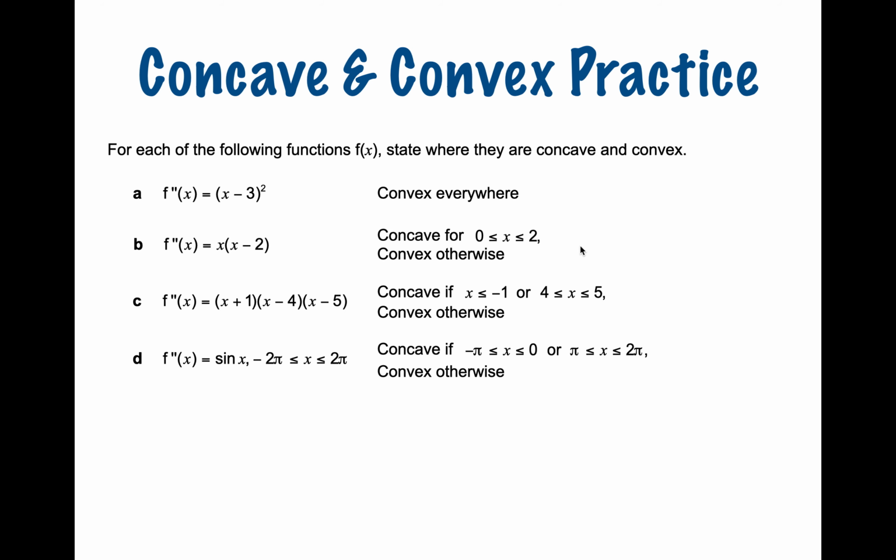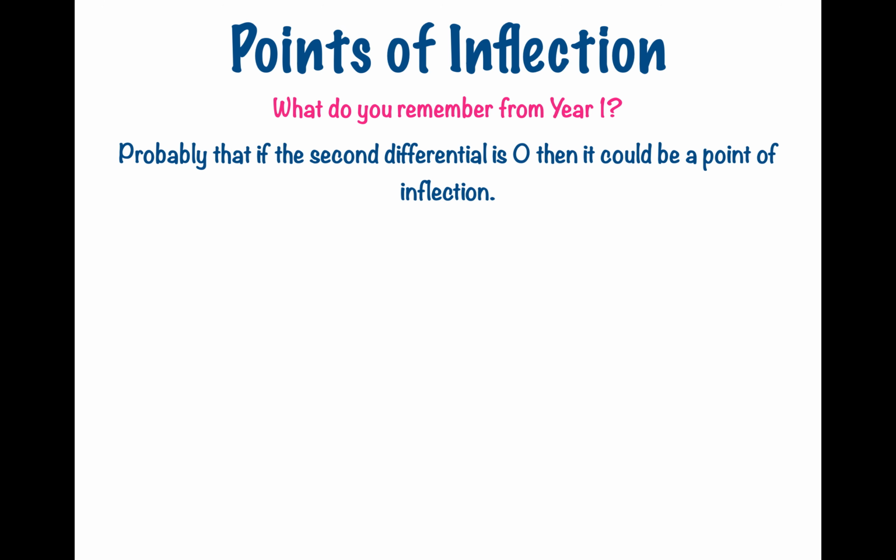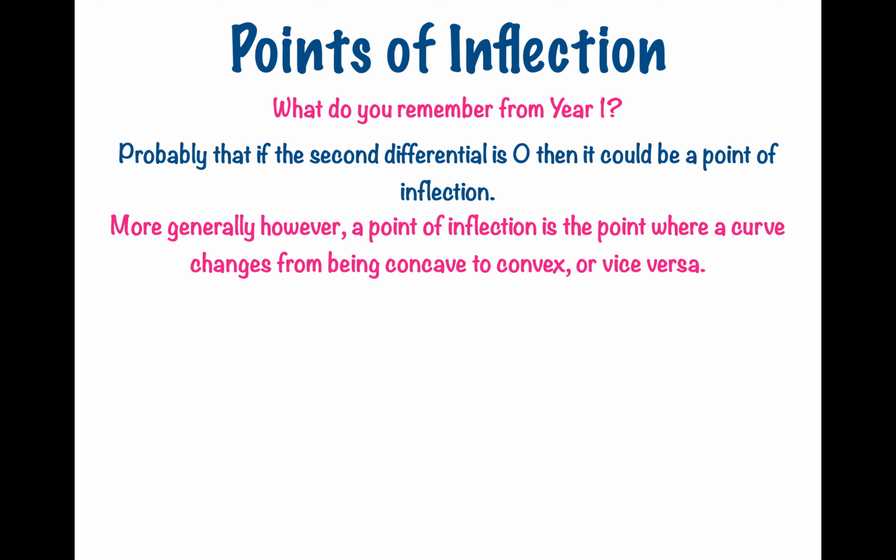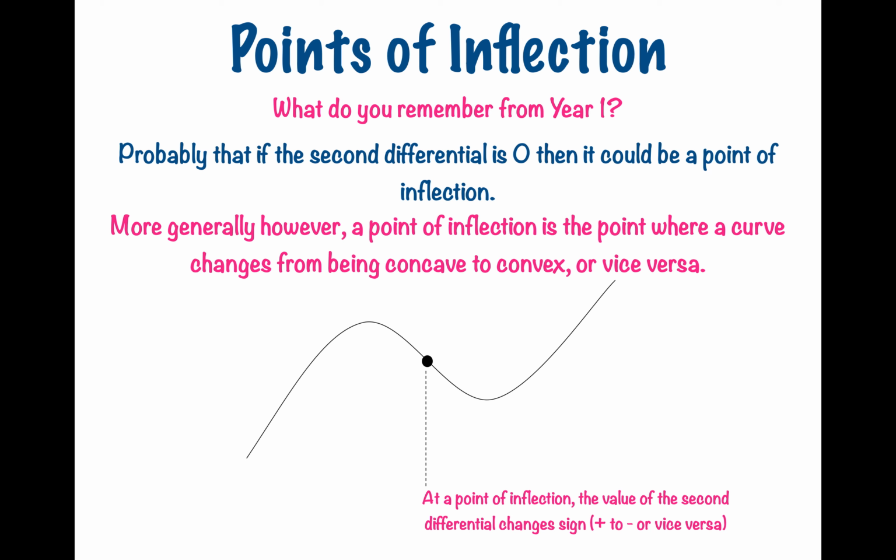Okay. Right, points of inflection. So if your second differential is 0, you could have a point of inflection. And basically what a point of inflection is, it's when a curve changes from being convex to concave. So the second derivative changes sign, positive to negative. Now the ones you dealt with probably were also points where the gradient was equal to 0, but I hope that you can see that that's not necessarily the case. Like this can be a point of inflection without being a point where the gradient would have a value of 0.